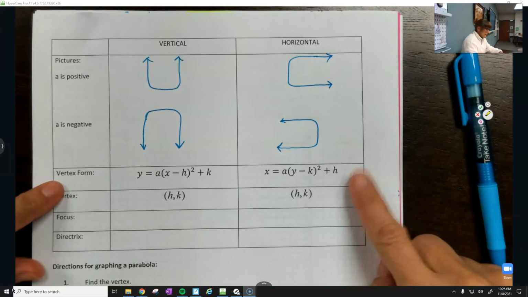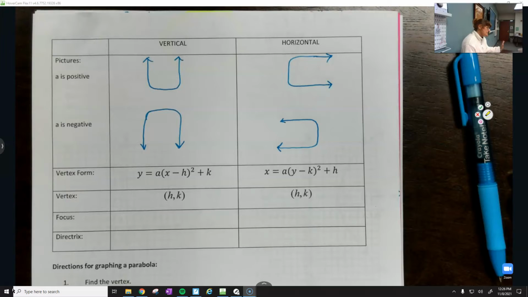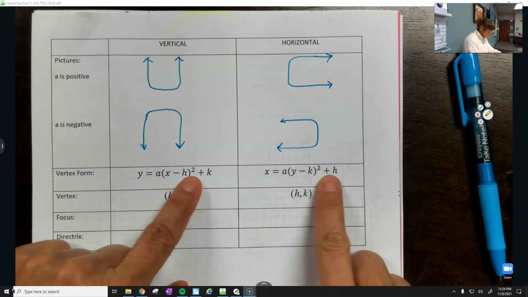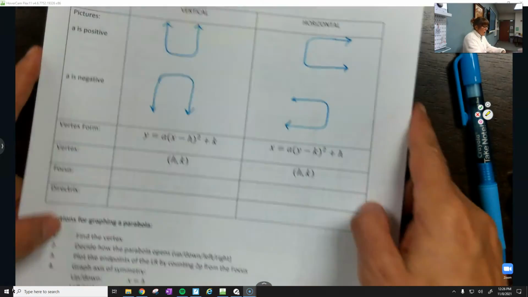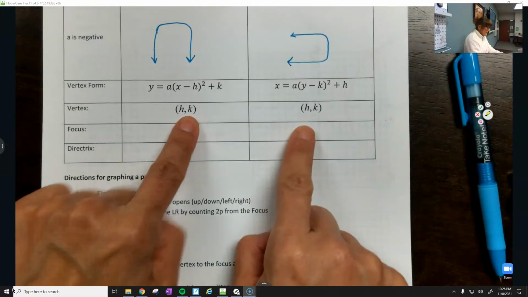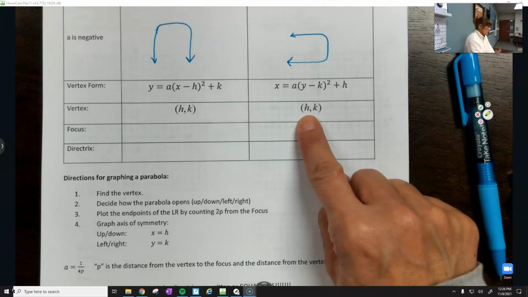So this next row, remember vertex form, things change places. Your X and your K change places. Your A value stays exactly where it is. Let me straighten my word. Also, remember your vertex is still HK. Even though H is way over there, it's still the X coordinate.